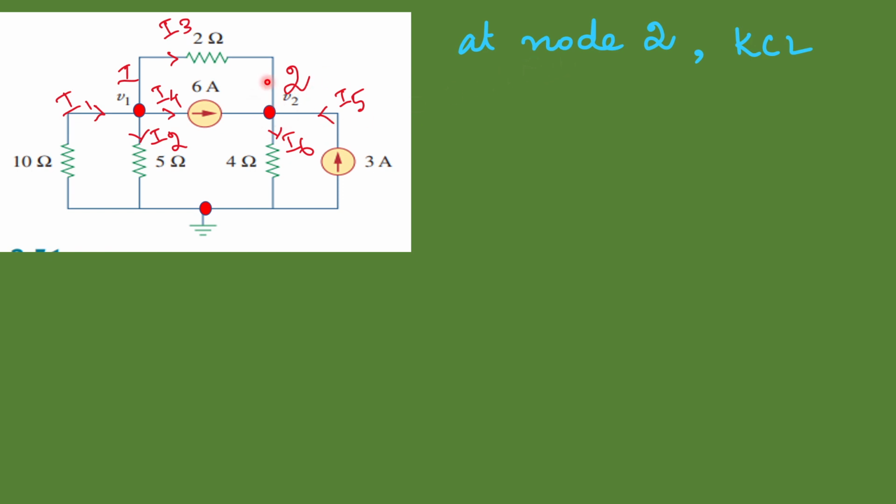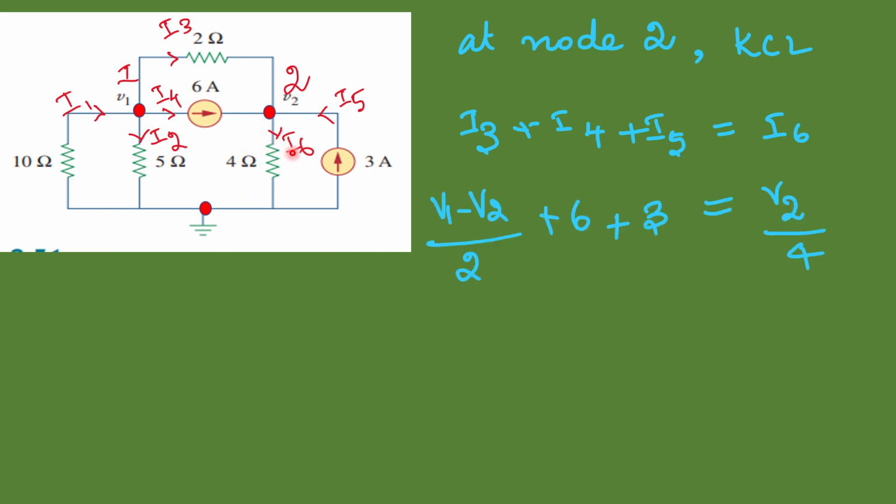So now we are going to apply KCL at node 2. Here the incoming currents are I3, I4 and I5. The summation of incoming currents is equal to I6, the outgoing current. Now instead of I3 we can apply Ohm's law. So I3 is V1 minus V2 divided by 2, plus I4 is 6 and I5 is this 3 amps, that is equal to I6. I6 is this V2 potential minus 0 divided by 4. So it is V2 by 4.